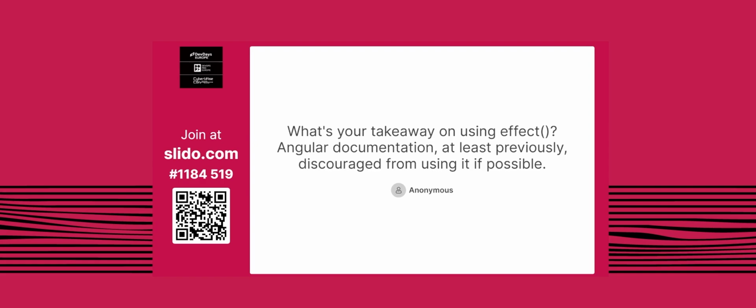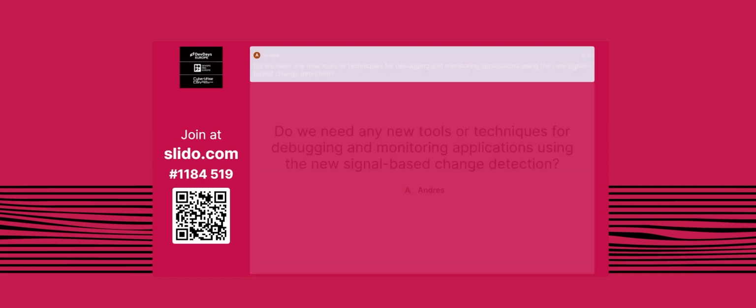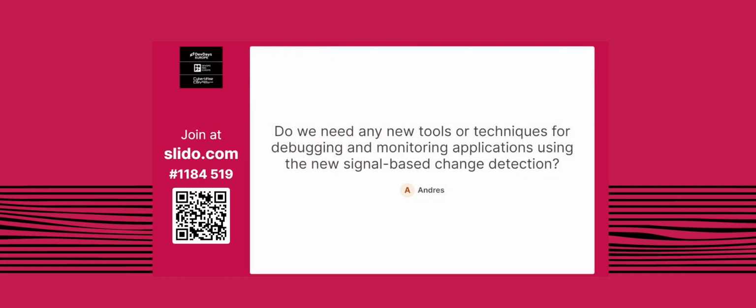And the last question is, do we need any new tool or technique for debugging and monitoring applications using the new signal-based change detection? Depends on what you used before. The Angular DevTools are being improved to explicitly support stuff like that. So for example, the behavior of signals. What emitted something, right, and what was the chain that led to a certain change. So that is built into the Angular DevTools. If you've used them before and you want to update to the latest version, I'm not sure if it's in there yet, but it will definitely come.